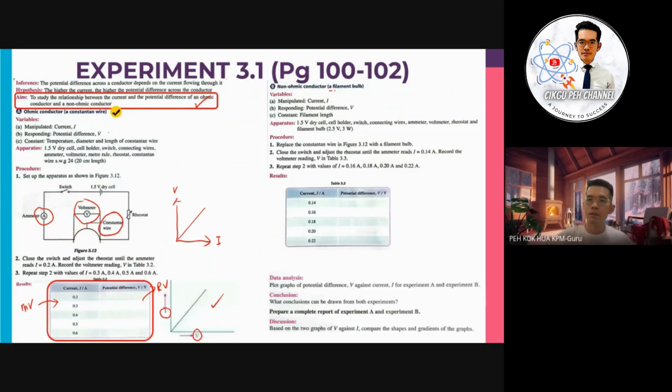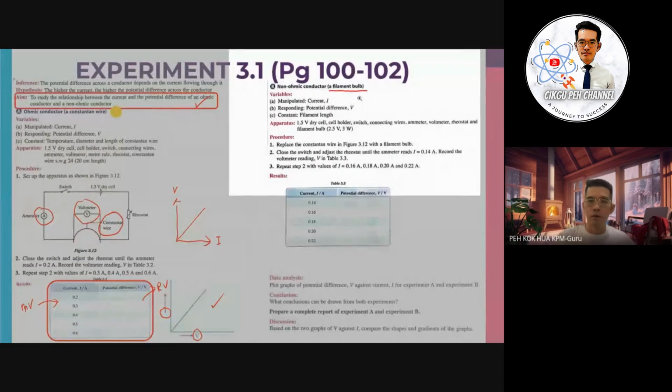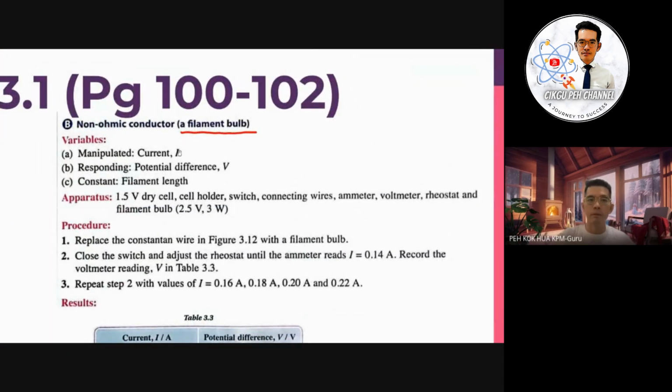So here in the textbook, we're using the filament bulb. The manipulated variable for the experiment will be current, the potential difference will be measured with the voltmeter, and the constant variable will be filament length. As we're using the same bulb for the experiment, the length will always be constant, because if the length of the filament changes, the resistance of the circuit will change.